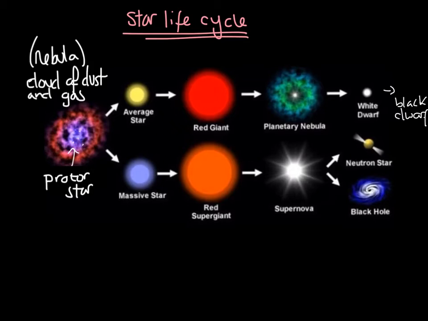Once that protostar has formed, depending on its size, it will become an average size main sequence star, then a red giant, then a planetary nebula will be formed, but we don't need to worry so much about that at GCSE, and a white dwarf will be left behind, which will cool down to form a black dwarf. Or, if it's bigger than the size of our sun, it will form a bigger main sequence star. After that, it will turn into a red supergiant. Then a supernova explosion will happen, and then depending on its size, it will turn into a neutron star, or if it's bigger, a black hole.